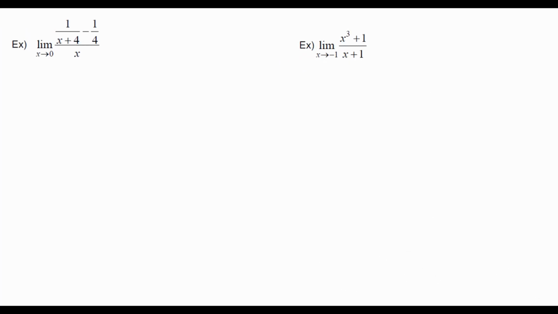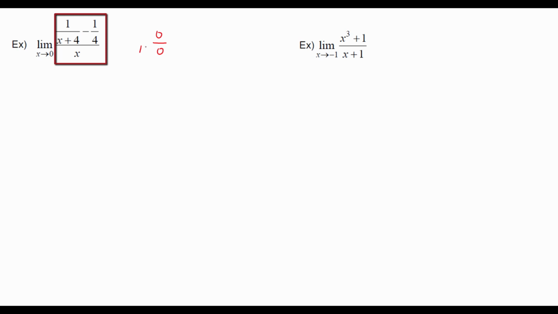Next example, again, if you were to plug 0 for x, I do get 1/4 minus 1/4 on the numerator, which will give me 0. And 0 for x will give me 0 in the denominator. So again, direct substitution wouldn't work to evaluate this limit. And this does not factor, neither the numerator nor the denominator. So what do we do here?